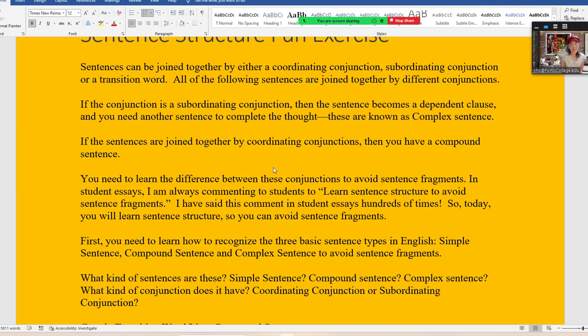If the conjunction is a subordinating conjunction, then the sentence becomes a dependent clause, and you need another sentence to complete the thought. These are known as complex sentences. If the sentences are joined together by coordinating conjunctions, then you have a compound sentence. You need to learn the difference between these two kinds of sentences, in other words, compound and complex sentences, to avoid sentence fragments. And in student essays, I'm always commenting to students, learn sentence structure to avoid sentence fragments. And I've said that 1,000 times.